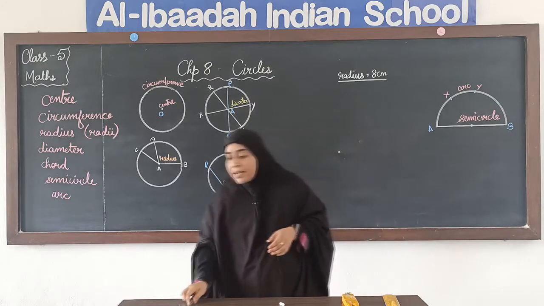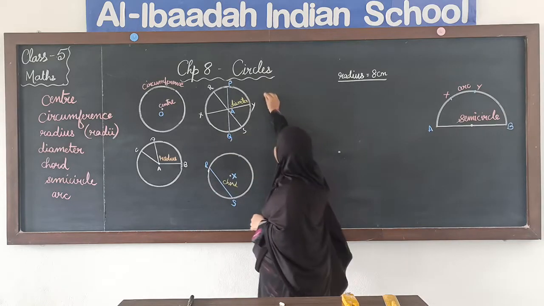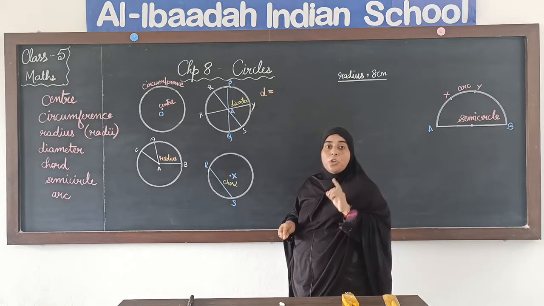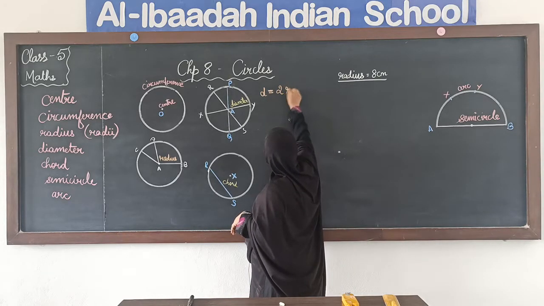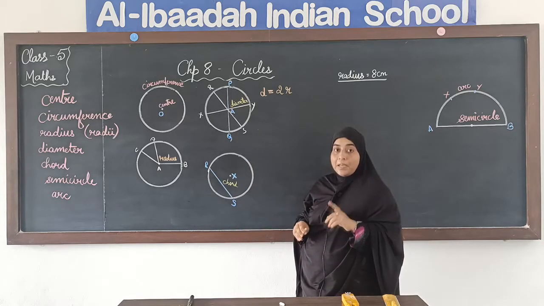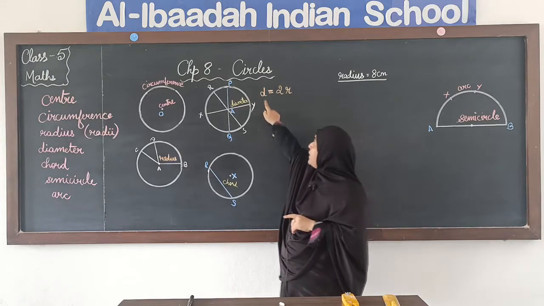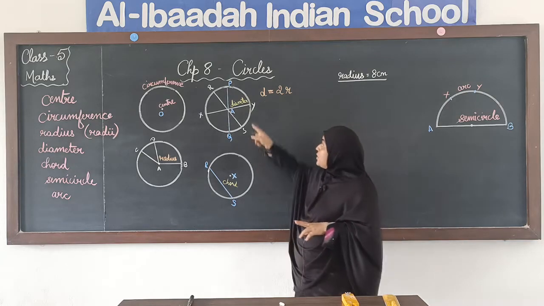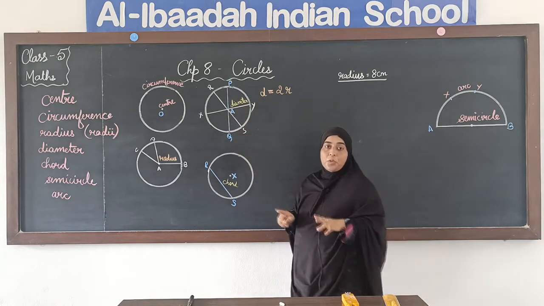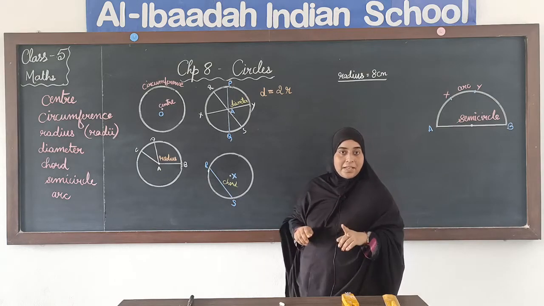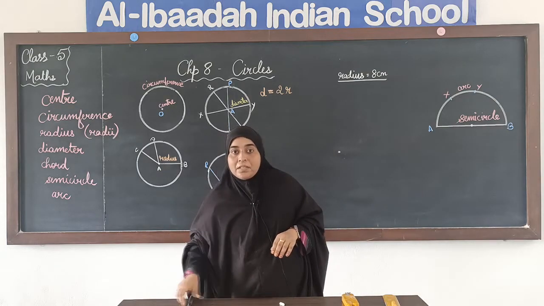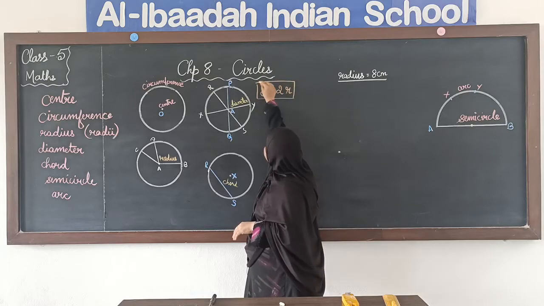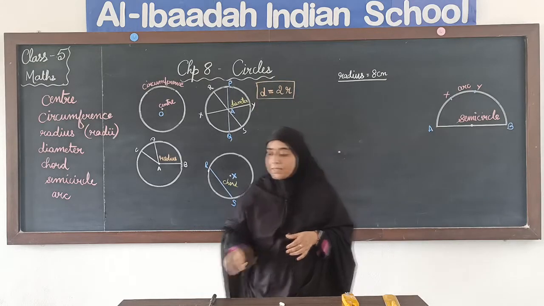So, we can say that diameter D, we denote diameter with D, is equal to 2 times the radius, 2R. Okay. That means length of one diameter will be equal to 2 times the length of the radius. Okay. So, the length of one diameter is equal to the length of 2 times the radius of that circle. So, diameter is equal to 2R, 2 times of the radius. Okay. This is the relation between diameter and radius.